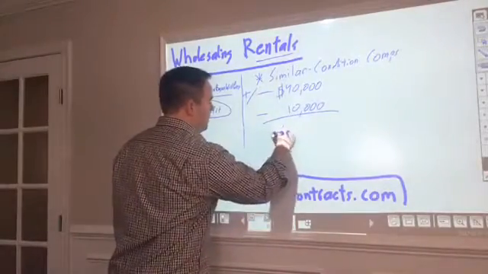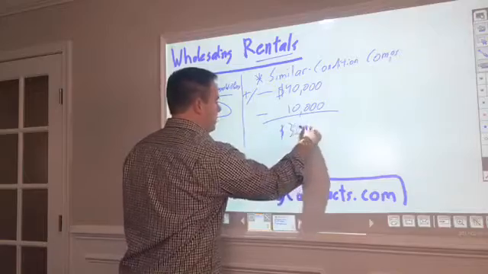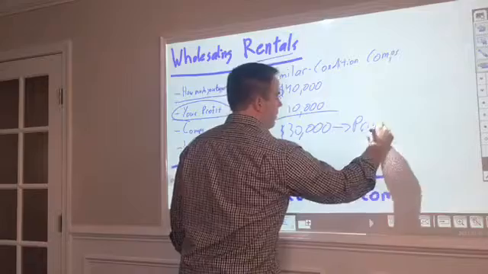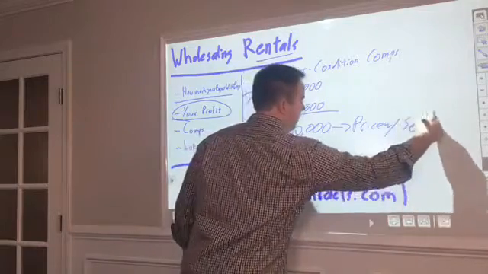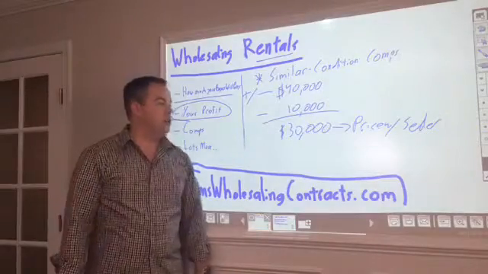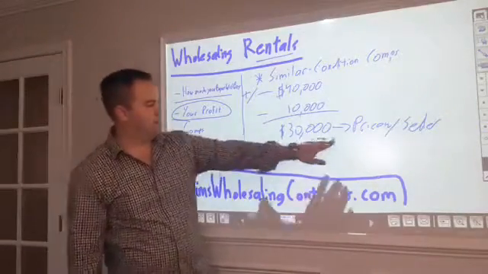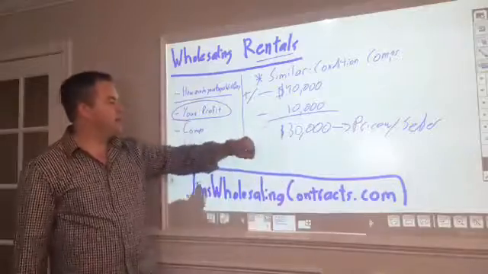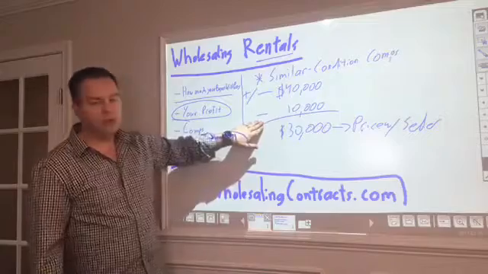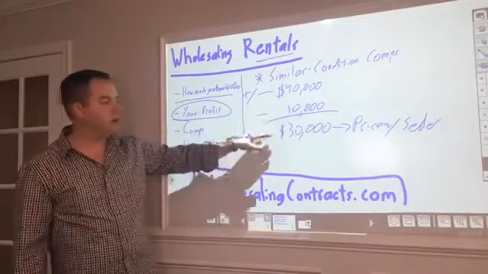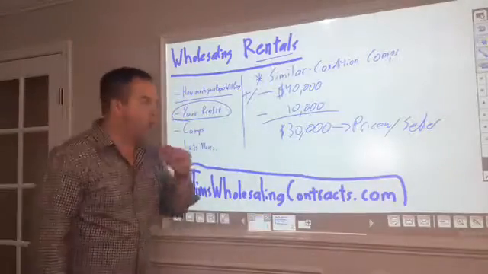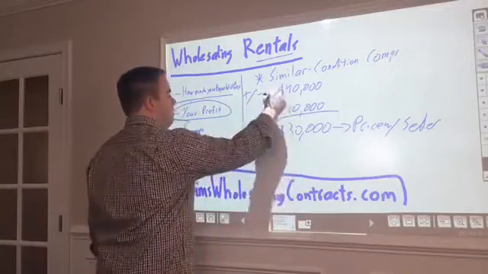So what that means then is you would get this under contract, price with seller, okay? So you're going to get that under contract for $30,000 with the seller. That actually does say price, I promise. Oh, the price with seller, yeah. So you want to find out what the similar condition houses are selling for, take out your wholesale fee, how much you want to make, 20 grand, whatever it is, take it out, and that's your contract price with your seller.